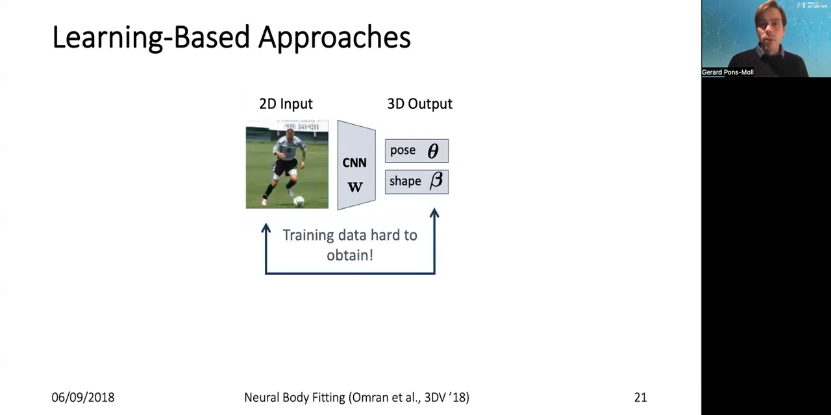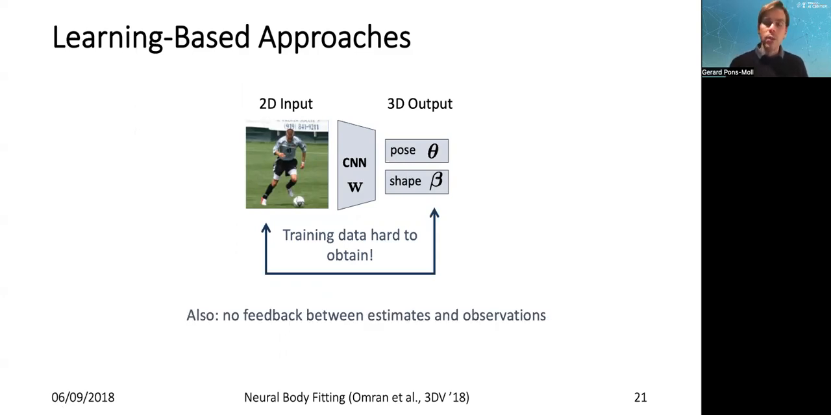And learning-based approaches, basically, if you have the training data, you can train a regressor. But we've seen that obtaining this training data of images in the wild, natural images with pose and shape annotations, is not easy to obtain or almost impossible.